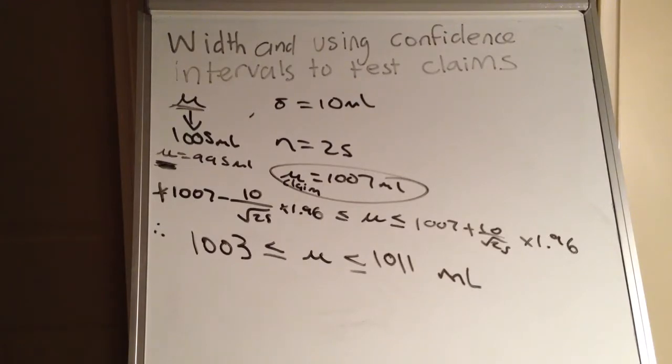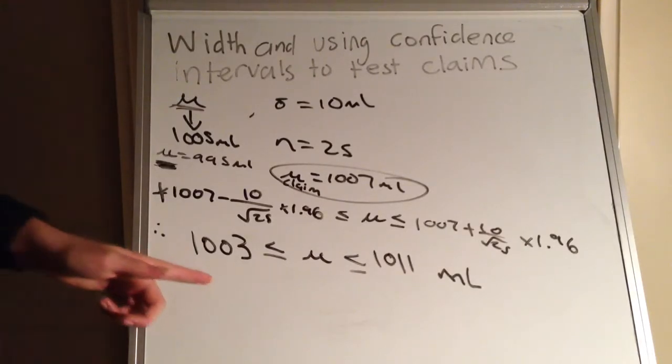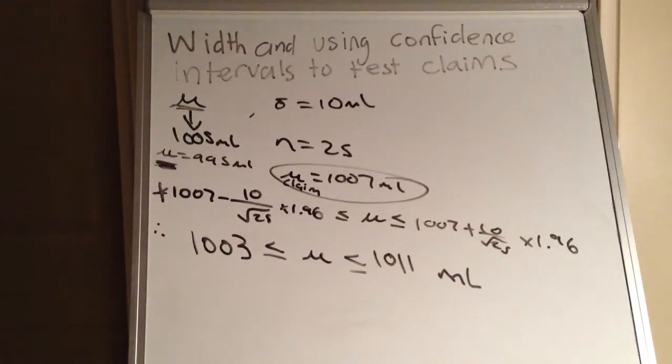Okay, so let me read the actual question out rather than the answer. Use a 95% confidence interval to assess the claim that the volume dispensed by the machine has increased. So as we can see here, since 995 is less than the value of 1,003, which is the confidence interval for that claim based on the sample, we can say with confidence at the 95% level that the population mean has increased. So they've actually changed the machine to increase the population mean.